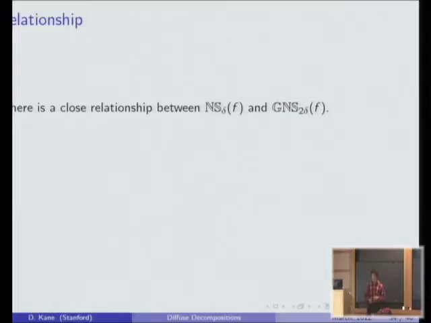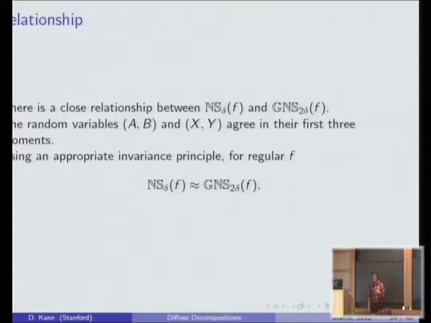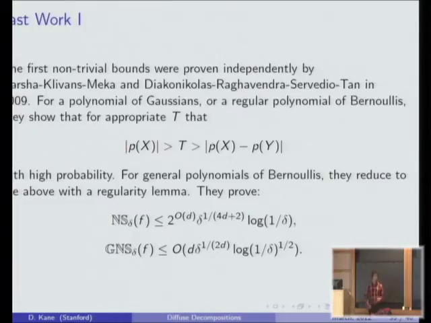One thing to note before we move on is there's a reasonably close relationship between the noise sensitivity of f with parameter delta and the Gaussian noise sensitivity with parameter 2 delta. The way to see this is that when you're defining the noise sensitivity, you look at these pairs a, b, and looking at the Gaussian noise sensitivity, you look at these pairs x, y. When you pick those parameters, these things agree to all of their first three moments. What this suggests is that using an appropriate invariance principle, you should be able to show that for regular polynomials f, the noise sensitivity of f with parameter delta is roughly the Gaussian noise sensitivity with parameter 2 delta.